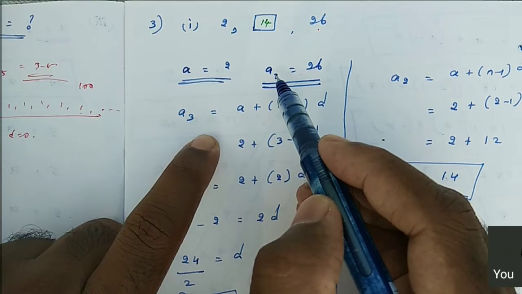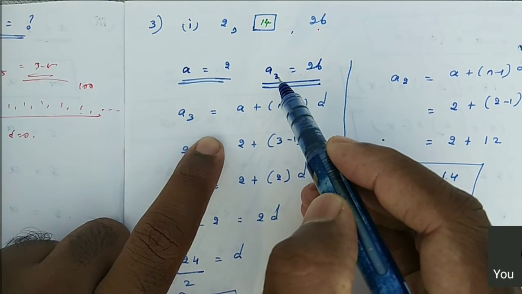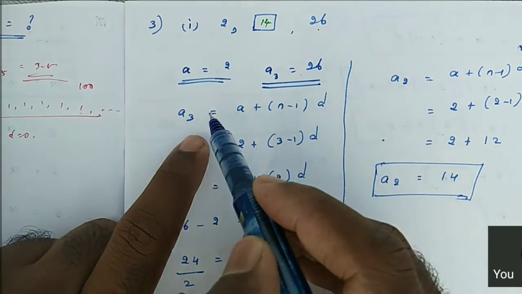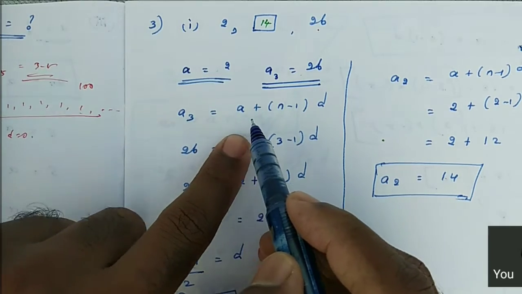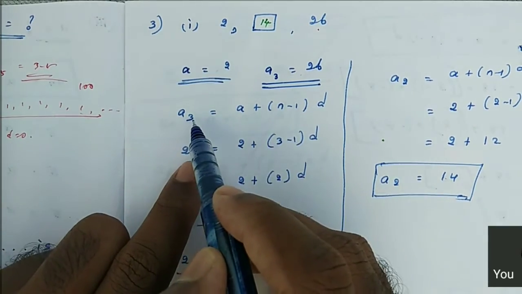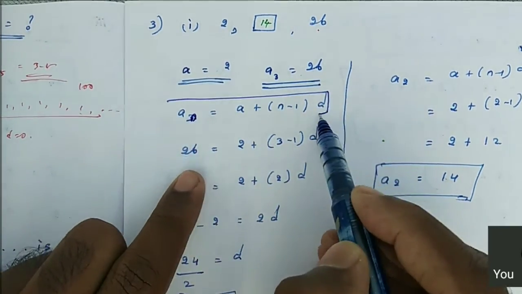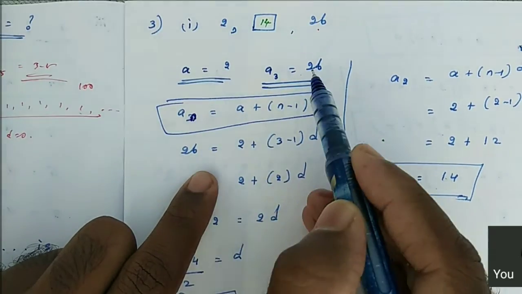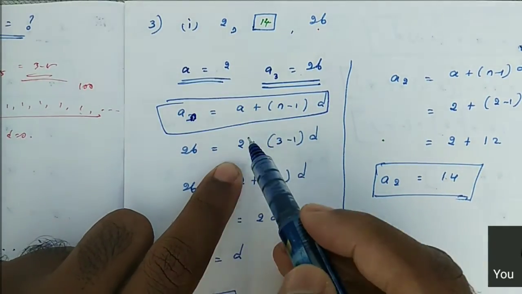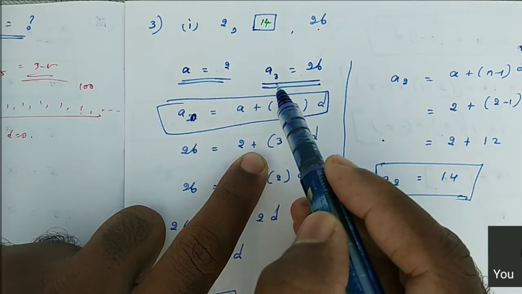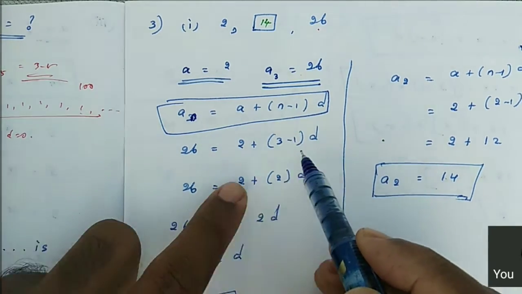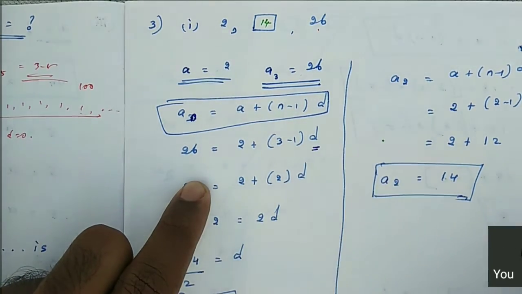What are we supposed to do? A3 we all know. The A3 term is 26. So we can use A3 is equal to a plus n minus 1 into D. That is the An formula, right? So A3 term is 26, a value is 2, n minus 1, that is 3 minus 1, equal to D. Now when I simplify this equation, I will get D, right?